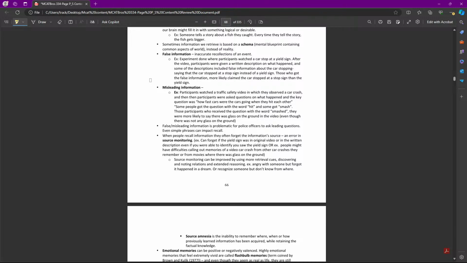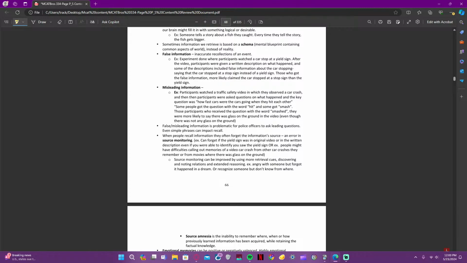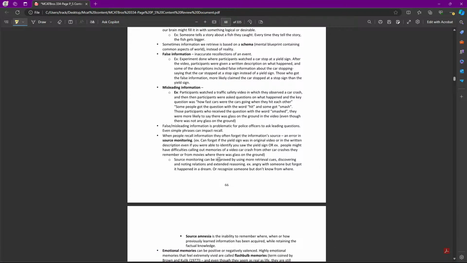When people recall information, they often forget the information source. This is the error in source monitoring. They can't tell if a yield sign was in the original video or only in the written description, even if they're able to identify whether they saw a yield sign. Source monitoring can be improved by using more retrieval cues. An example: being angry with someone but forgetting it happened in a dream. Or recognizing someone but not knowing from where.